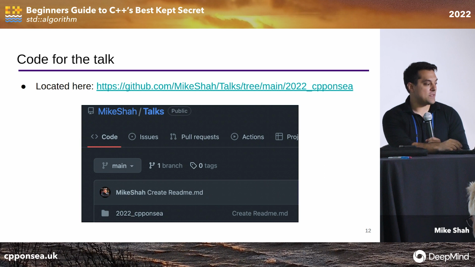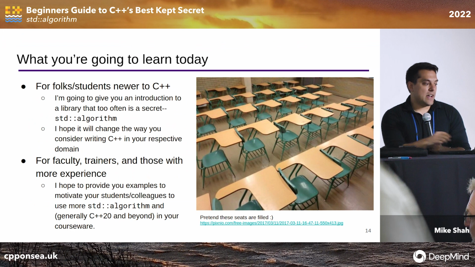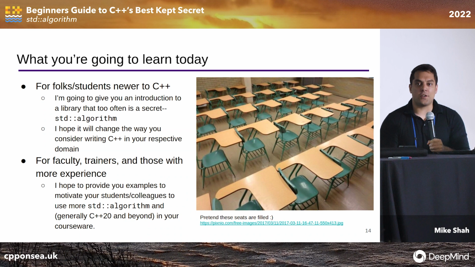And of course, the abstract that brought you here. So what you're going to learn today is, again, something that I found is all too often very secret, the standard algorithm library. If you're a student, I think this is a great talk for you if you're taking a C++ course. And on the other end, if you've seen standard algorithm and are a trainer or other educator, I hope this is going to change a little bit about how you approach teaching C++. Whether it's C++20 or beyond, we're really going to find out C++98 even and beyond still applies and has the standard algorithm available.